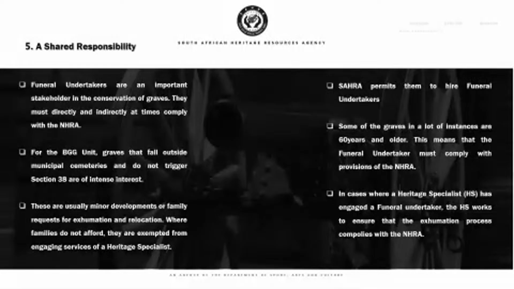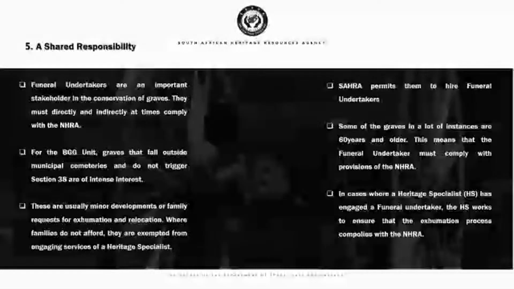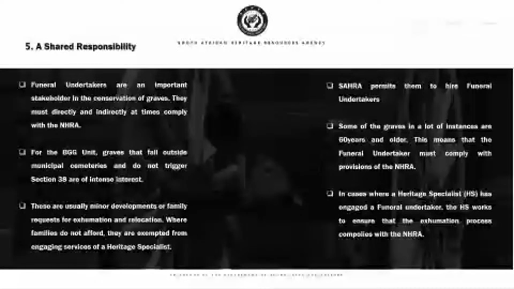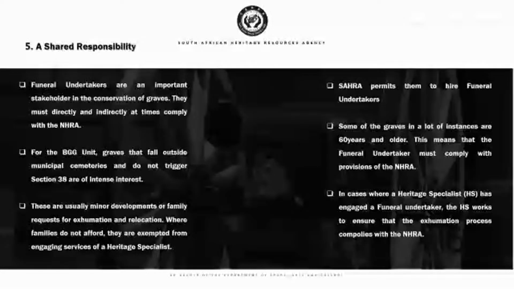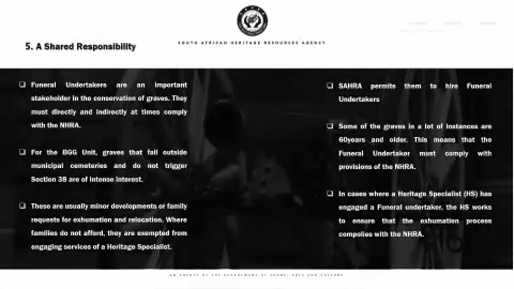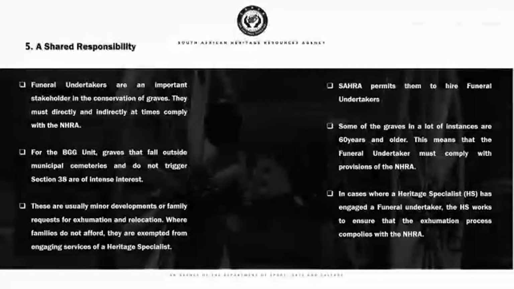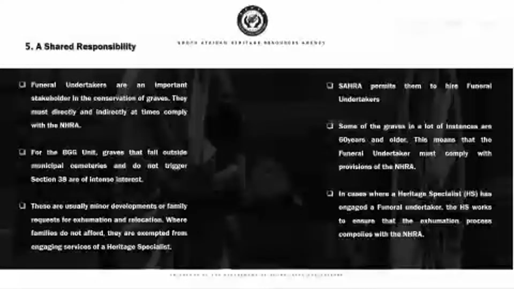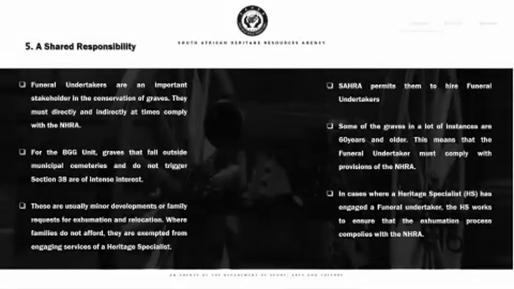And what we have done as SAHRA is recognize that for families to move one person from a farm to a formal municipal cemetery, to hire a heritage specialist or an archaeologist, would be very expensive for them. So we allow them to hire funeral undertakers to assist with that process, provided the funeral undertakers comply with the legislation as I've just outlined. We then have requirements, which my colleagues are going to expand on, on what you need to comply with for those graves to be exhumed and relocated. So this is very important, and that's where I think your sector is very, very pivotal. In that sense, with the exhumation, you must comply with the NHRA, the National Heritage Resources Act.